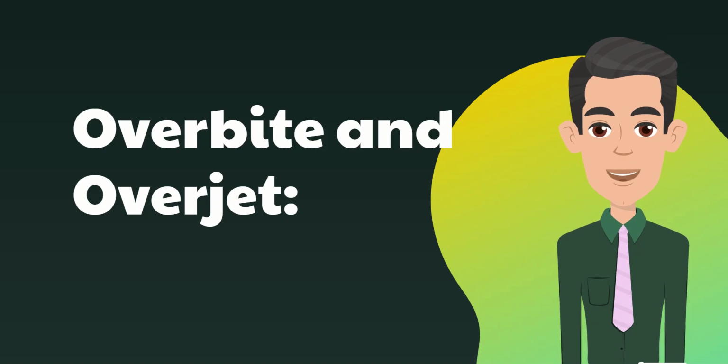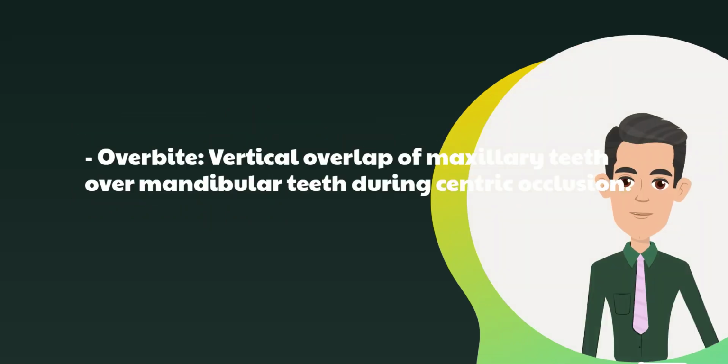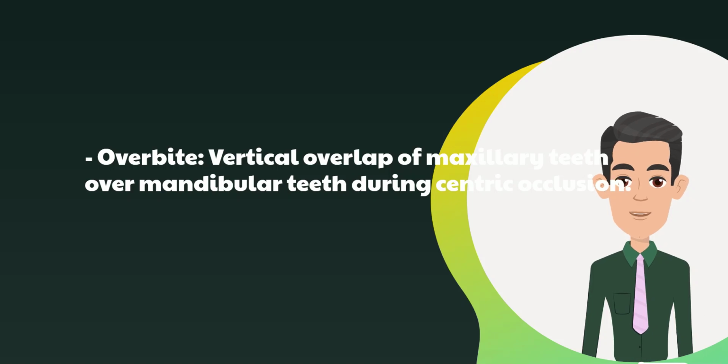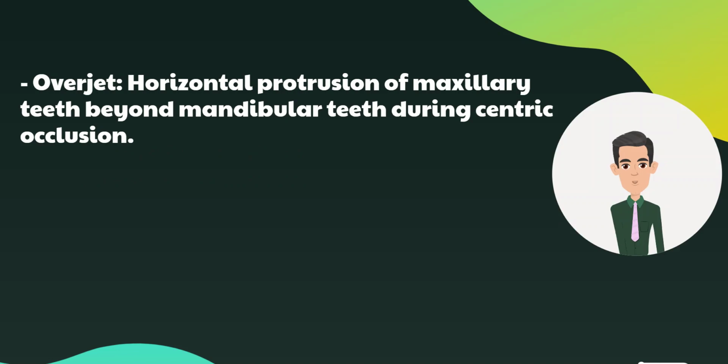Overbite and overjet. Overbite, vertical overlap of maxillary teeth over mandibular teeth during centric occlusion. Overjet, horizontal protrusion of maxillary teeth beyond mandibular teeth during centric occlusion.